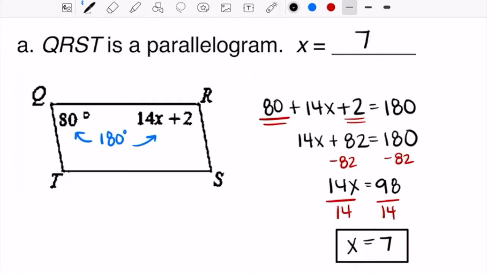The next section in your notes goes through setting up and solving some different kinds of problems where you have to use the properties to set up and solve equations. So here in this first example, it says QRST is a parallelogram, and you're asked to go through and solve for x.